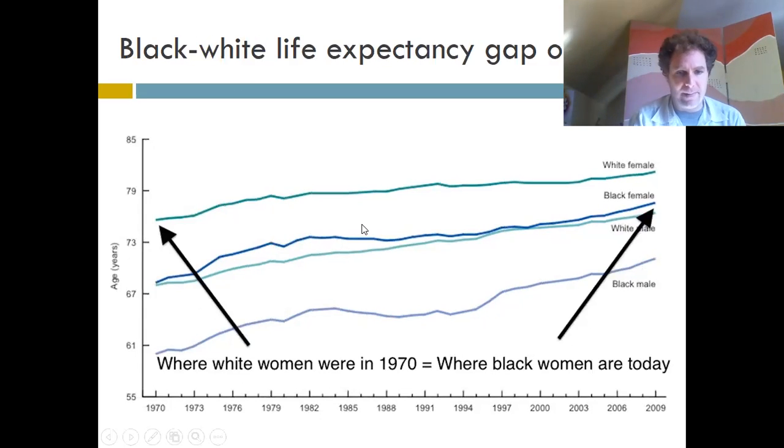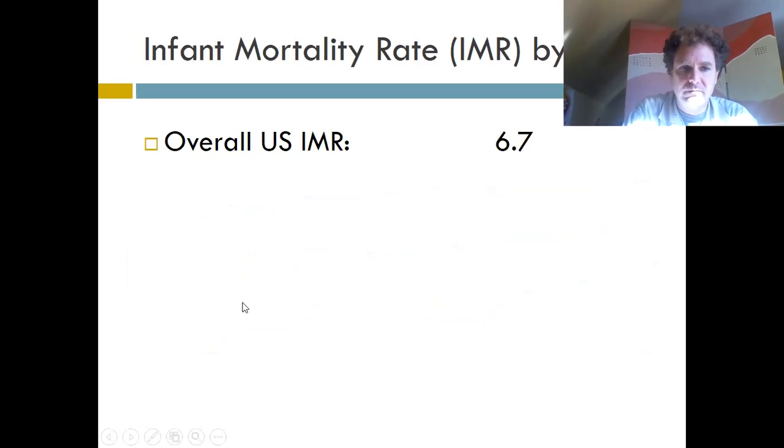The same is true for women, right? In 2009, Black American women had the life expectancy that white American women had in 1970. And so there's this kind of 40-year lag that's happening, right? Black Americans are trying to catch up in terms of life expectancy, and they are being able to shrink the gap to some extent, but they are still behind, right?